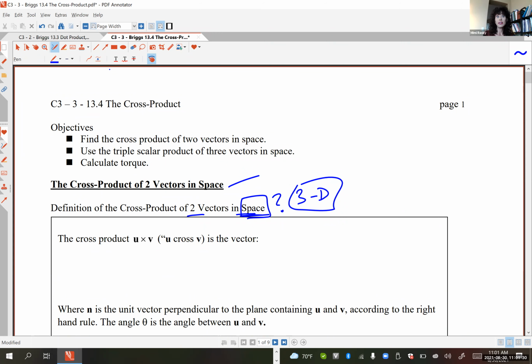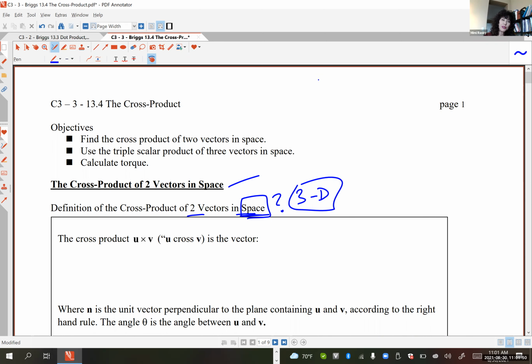Now, dot product is a different story. Dot product you can do in any dimension. It's valid whatever dimension you're in, with the exception of maybe one dimension. I don't know, maybe you could do a dot product in one dimension. It wouldn't be very interesting. Okay, let's take a look at the cross product.